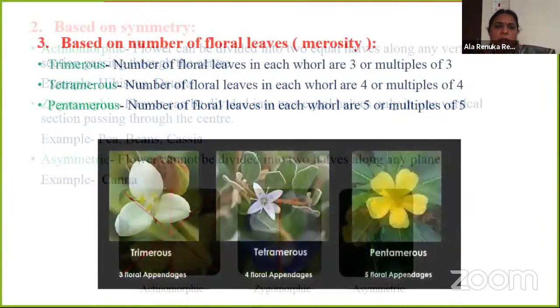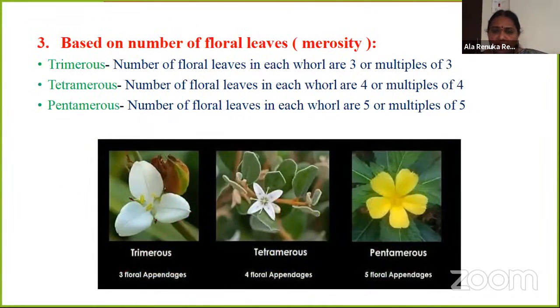And based on different types of flowers, based on the merosity. Merosity means the number of floral leaves. The number of floral leaves represents the merosity of a flower. Based on the number of floral leaves in each whorl, there are three types of flowers.